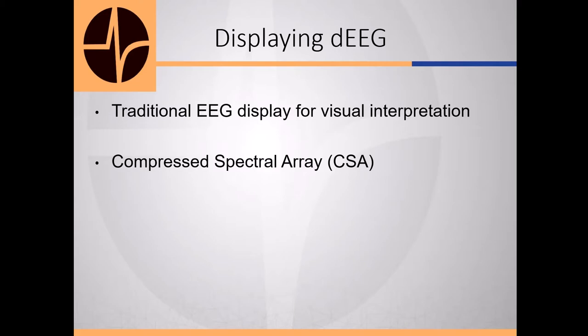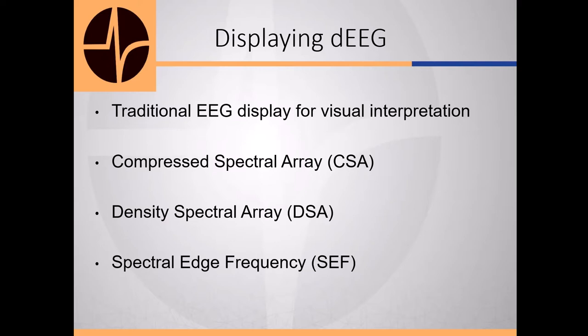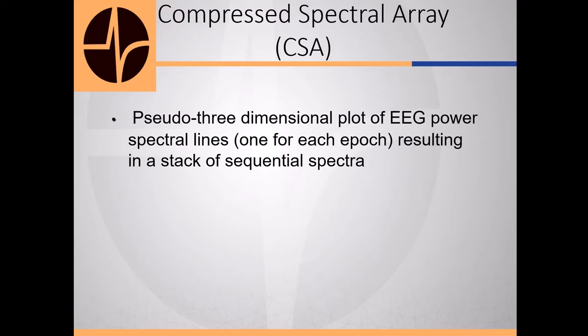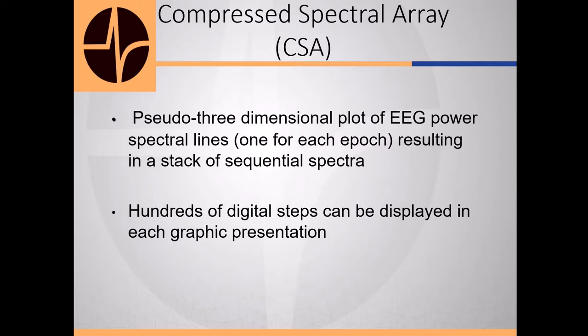You have compressed spectral array, CSA, density spectral array, DSA, and then spectral edge frequency, SEF. I'm going to talk a little bit about compressed spectral array, CSA. It's a pseudo three-dimensional plot of EEG power. This is what I like to look at because when they first brought out computerized EEG, all we had was CSA. So people are generally really comfortable with how they trained. I trained with CSA. It takes hundreds of digital steps that can be displayed in each graphic representation.